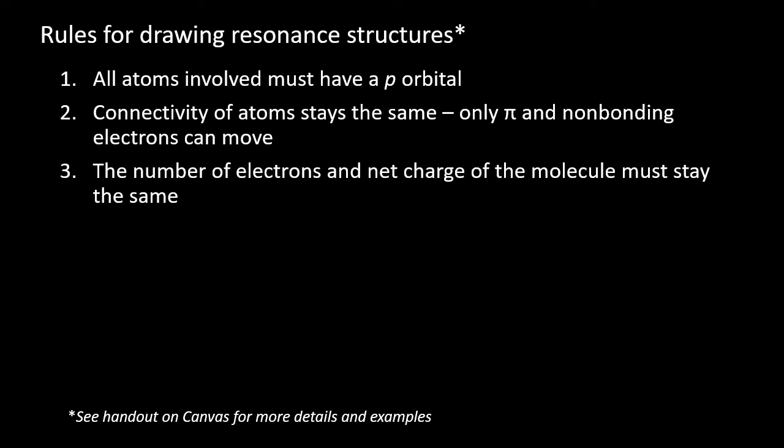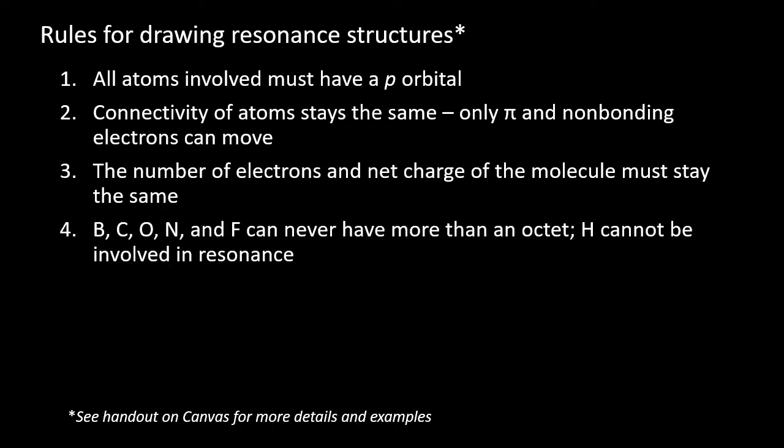Also, the total number of electrons and the net charge have to stay the same. So we can't be adding electrons in or taking them out. Finally, we want to be keeping the octet rule in mind. So any of those second row atoms cannot have more than an octet. All right, 5 bonds to carbon is always bad. Hydrogen doesn't have a p orbital, and so it can never be involved in resonance.